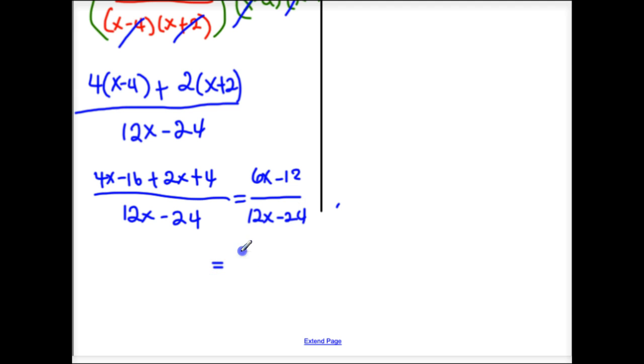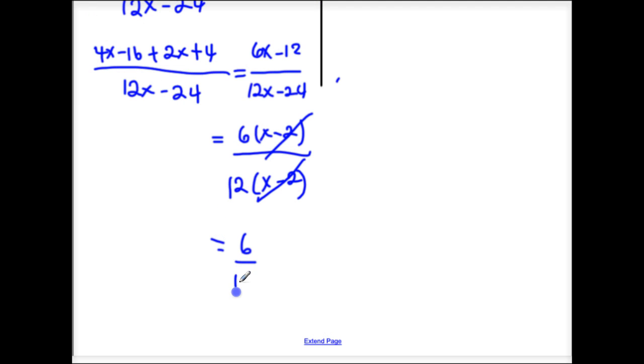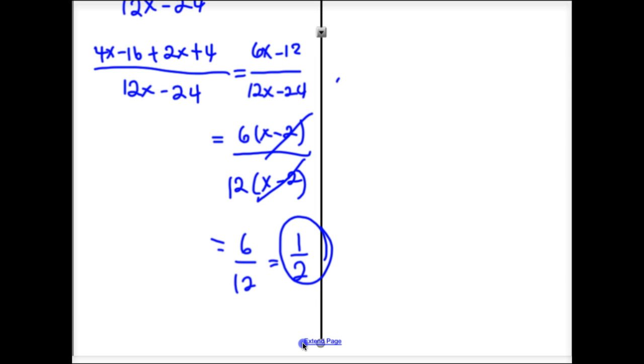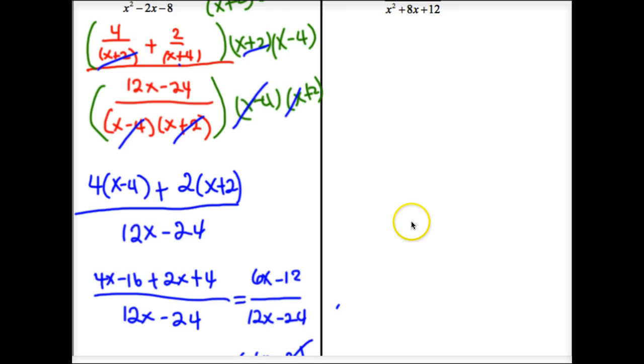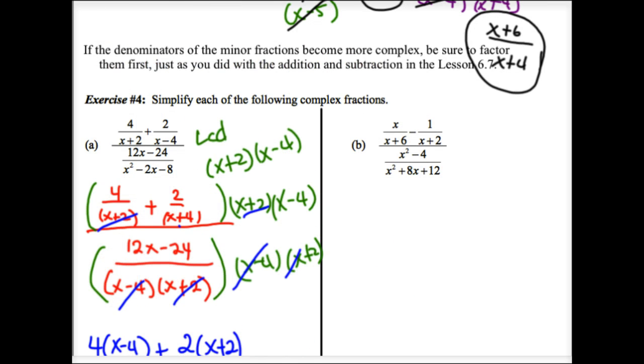Now let's simplify this. I have a 6 in common, so it's x minus 2 because I need to distribute this. The bottom has a 12 in common, which also gives me x minus 2. Bam! These can cancel off. And what am I left with? I'm left with 6 over 12, which is the same thing as 1/2. All of that work, miss, for just 1/2 as the answer? Yep, you got it. Now one more together, and then you're off on your own.